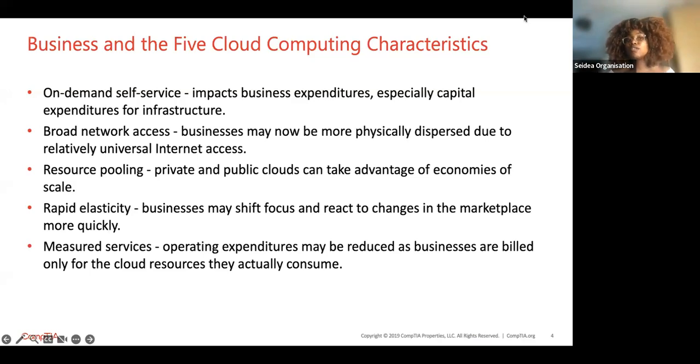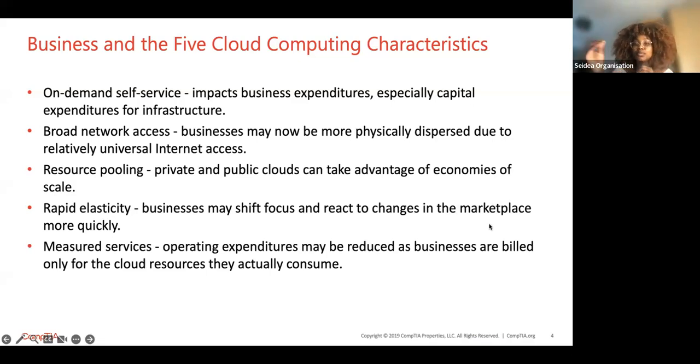Then we have a concept of broad network access, which is, businesses may now be able to be more physically dispersed due to relatively universal internet, which means that anyone can connect wherever they are in the world. And then resource pooling, and that has to do with the different types of clouds that are there. The fact that we have private clouds, we have public clouds, and how you can take advantage of economies of scale, especially if you're an SME business that's trying to grow into a larger enterprise, having that ability to scale up.